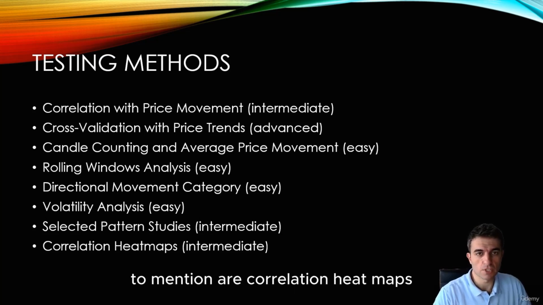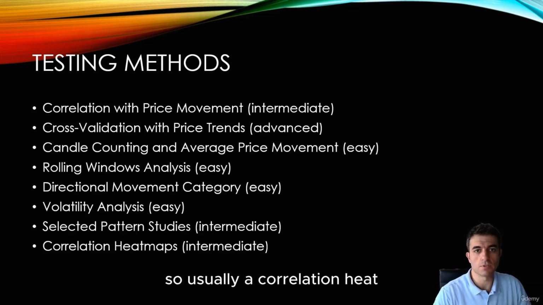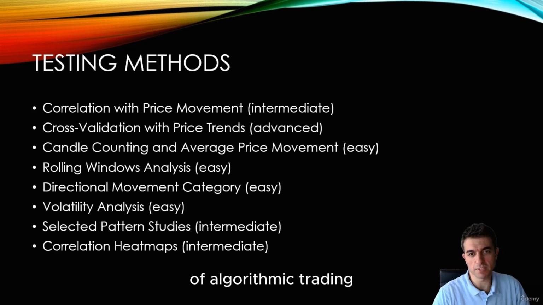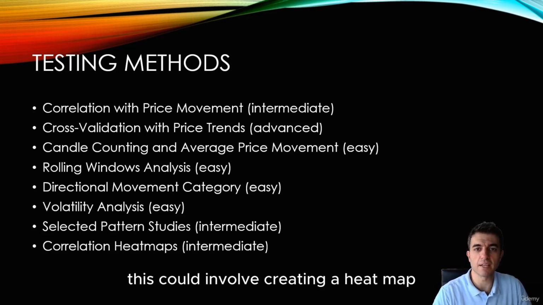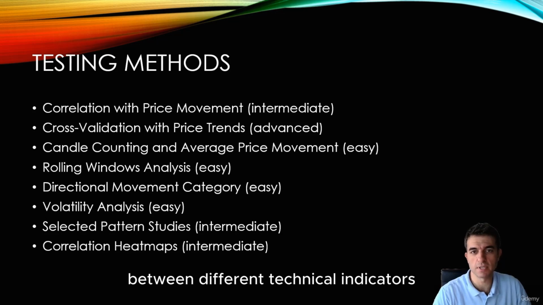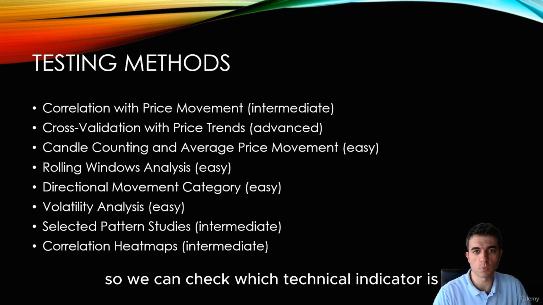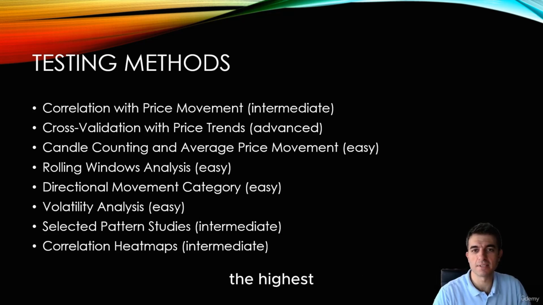Final point I would like to mention are correlation heat maps. So usually a correlation heat map is a graphical representation of the correlation coefficients between different variables. In the context of algorithmic trading, this could involve creating a heat map of the correlation coefficients between different technical indicators and future price movements. So we can check which technical indicator has the highest correlation with the future price movements. So this can be done across different market conditions or time periods.